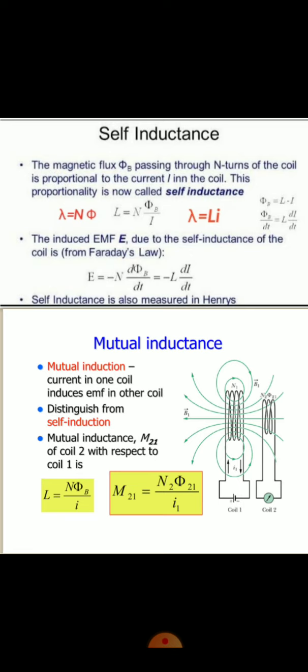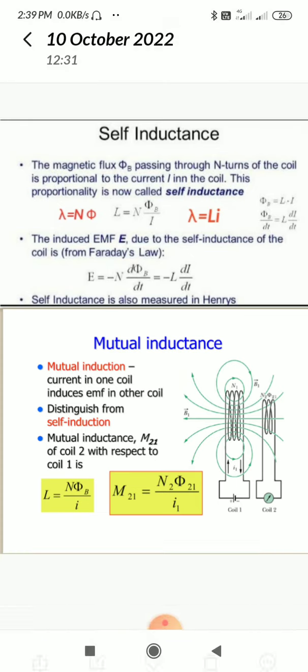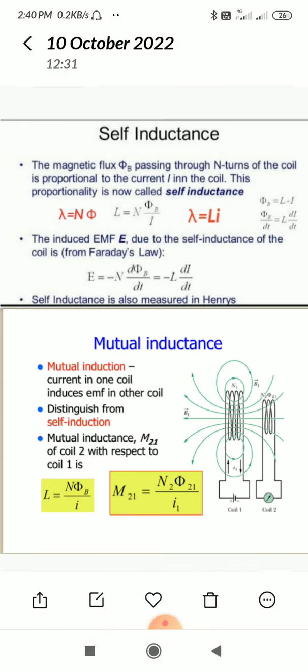So from this, phi is directly proportional to the I. So from this you can see that the magnetic flux phi passing through the n number of turns of coil is proportional to the current I in the coil. So lambda is equal to N phi and lambda is equal to Li.